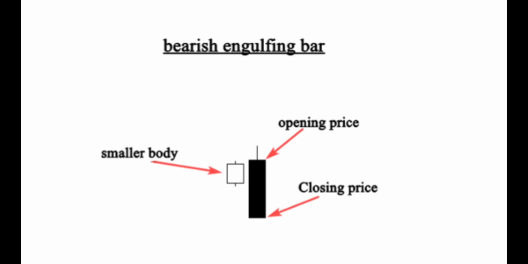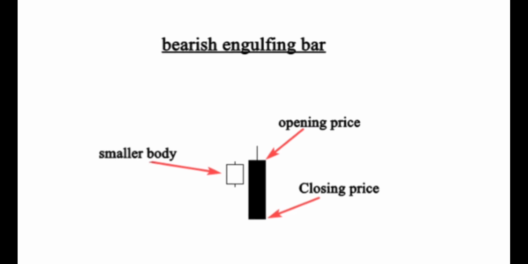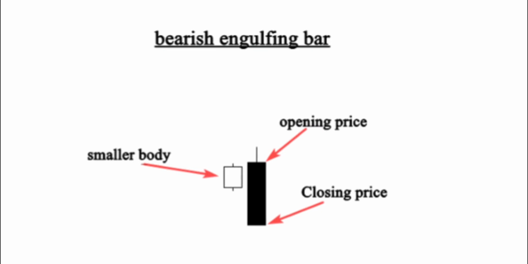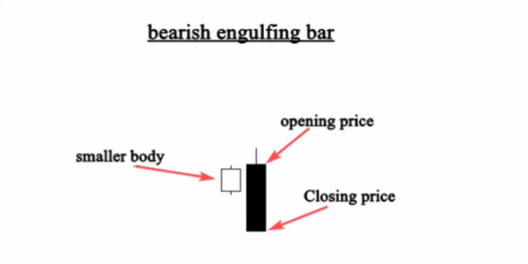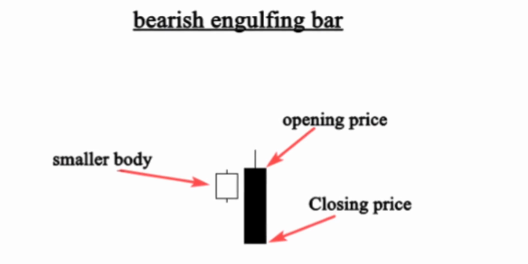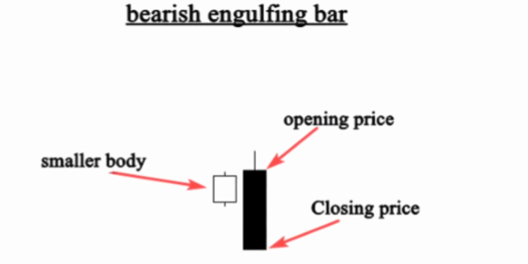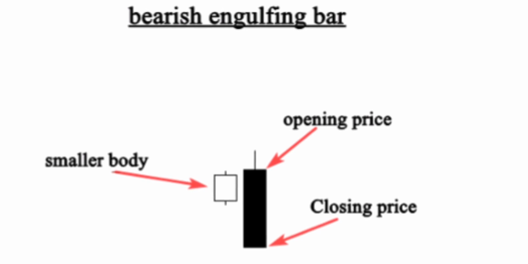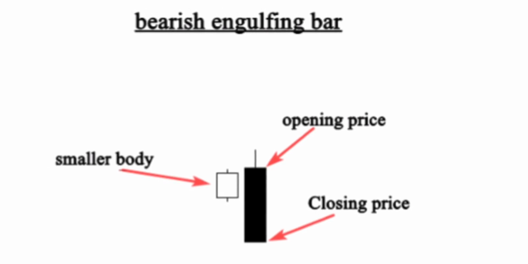The bearish engulfing is one of the most important candlestick patterns. This candlestick pattern consists of two bodies. The first body is smaller than the second one. In other words, the second body engulfs the previous one. This is how a bearish engulfing bar pattern looks like on your charts.